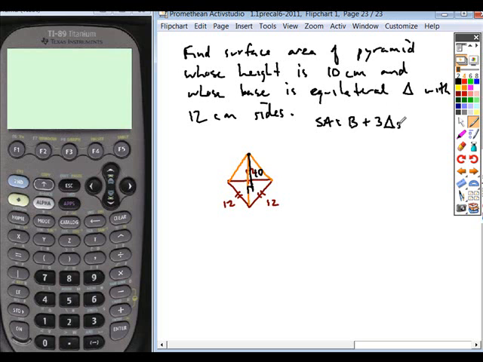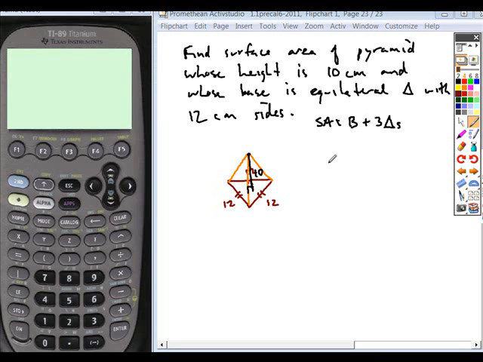Are they all equilateral triangles as well? Not necessarily. And so that's where the confusion and the extra work comes. Okay. Now, it shouldn't be a problem to find the area of the base. Okay. We've gone through that before.